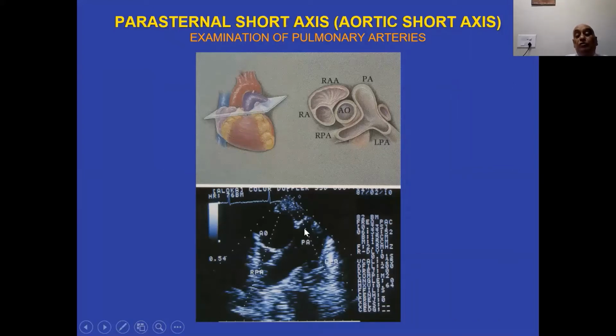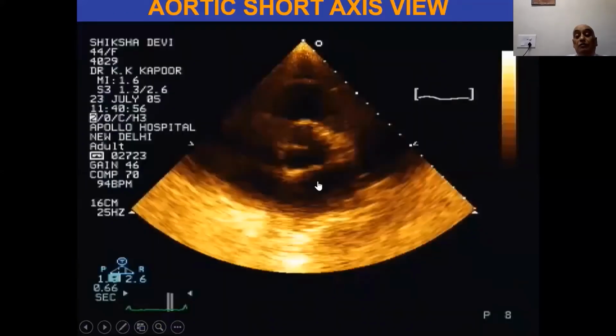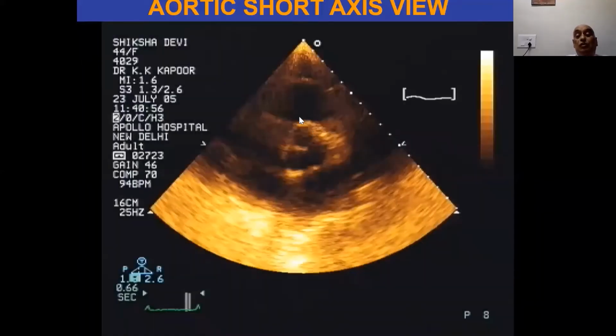But you can get an intermediate position where you can actually see the valve as well as the pulmonary artery bifurcation. It is a very important view to look at the PDA, for example, or to look for right pulmonary artery stenosis and left pulmonary artery stenosis. And now you can see the moving clips at the aortic level. This is the classical aortic short axis view.